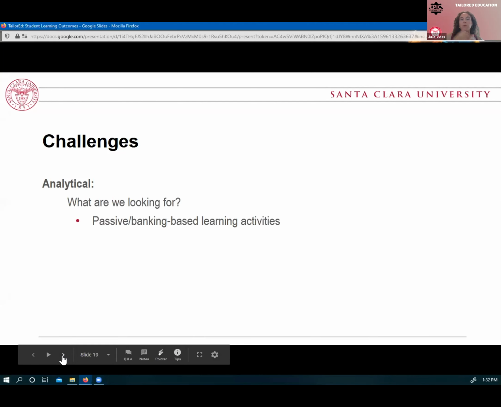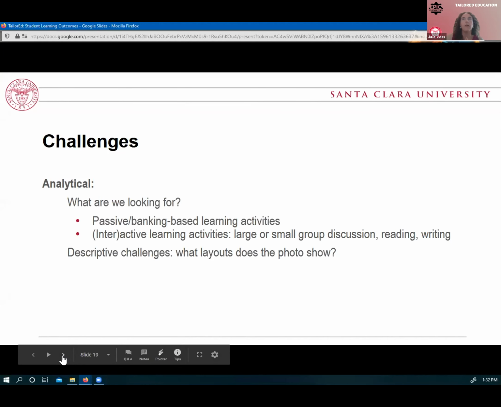So these are some of the challenges you all had a chance to experience with this test activity. What are we looking for? Particularly distinguishing between passive or banking-based learning activities like lecture, and interactive learning activities, large or small group discussions, the presence of writing or reading, and especially for those different interactive activities, how difficult it can be to distinguish between them, especially given that from the research we have different expectations, or we know different things, about the impact of injecting writing as a high impact practice in the classroom, the injection of extensive group work or certain ways of structuring group work, or the Socratic method, or a large circle discussion format. So those are our descriptive challenges.